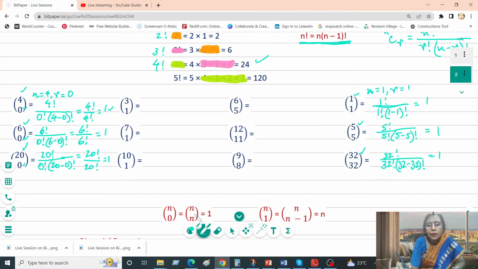So this is the thing that we have seen in the Pascal's triangle also, that each row in the Pascal's triangle starts with 1 and ends with 1, because NC0 is the coefficient of the first term of the binomial expansion and NCN is the last term's coefficient in the binomial expansion. So both are equal to 1, and using this formula also we have verified that they are indeed equal to 1.